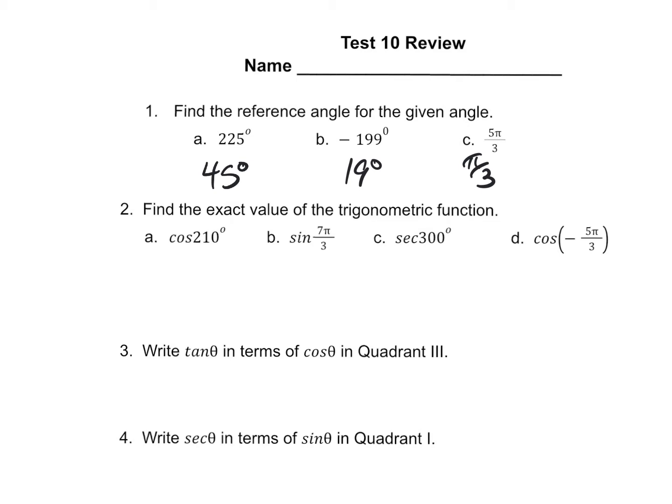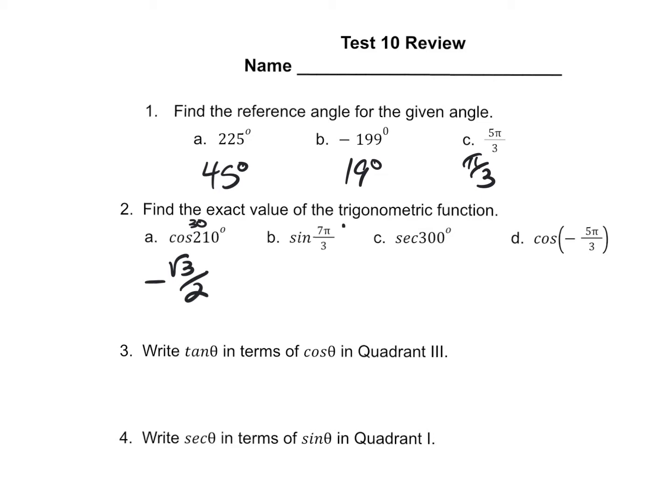Number 2, find the exact value. 210, the reference angle would be 30. Everybody knows cosine 30. Remember, that's the x coordinate. Cosine 30 is square root of 3 over 2. Because 210 is in quadrant 3, that means that value is negative.